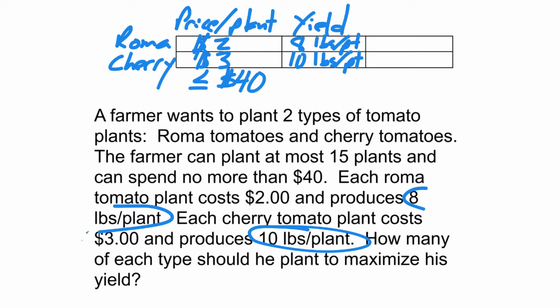All right. Now, in the last one, when we were dealing with the money, the price per plant, we were told that we could only spend $40. Is there some sort of a limit on the yield that we want here? Does it say we have to make at least a certain amount or at most a certain amount? No, there's nothing about that in there. What it does tell us, though, is we want to maximize the yield. And so I'm just going to make a little note at the bottom of that column that I want to find the maximum of that. I want to maximize those numbers.